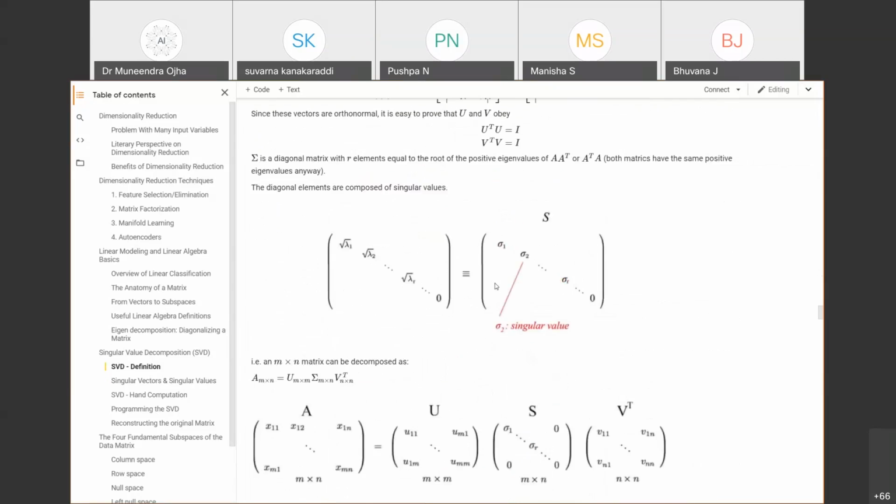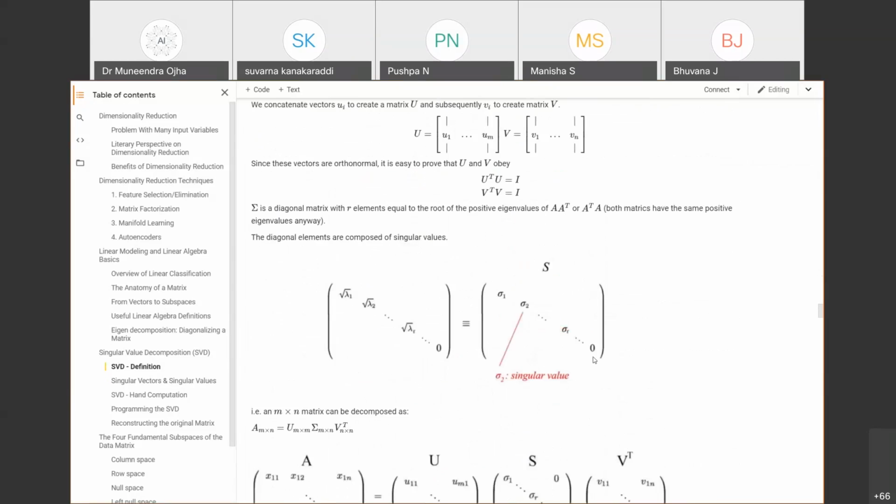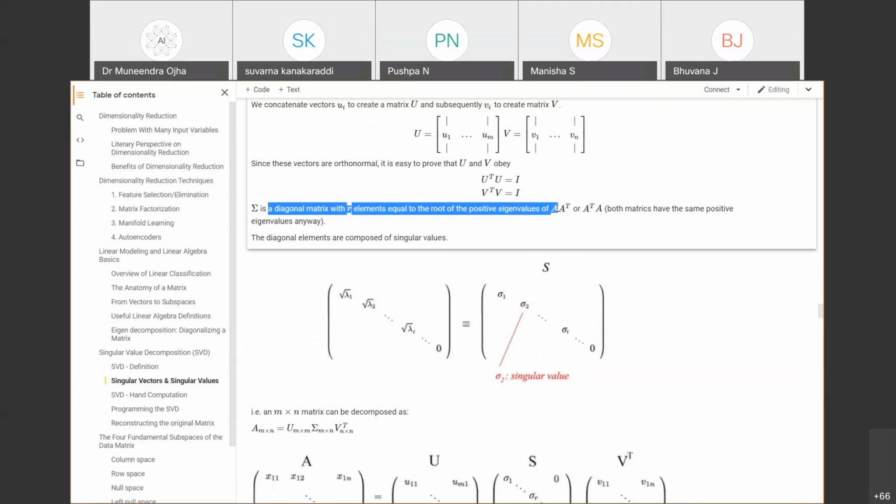Sigma is a diagonal matrix of the square roots of the eigenvalues. If lambda are the eigenvalues, the square root of the eigenvalue is the sigma, and it is called a singular value. So sigma is a diagonal matrix with r elements equal to the roots of the positive eigenvalues of either AAT or ATA, falling on the diagonal only. The diagonal elements are composed of singular values.